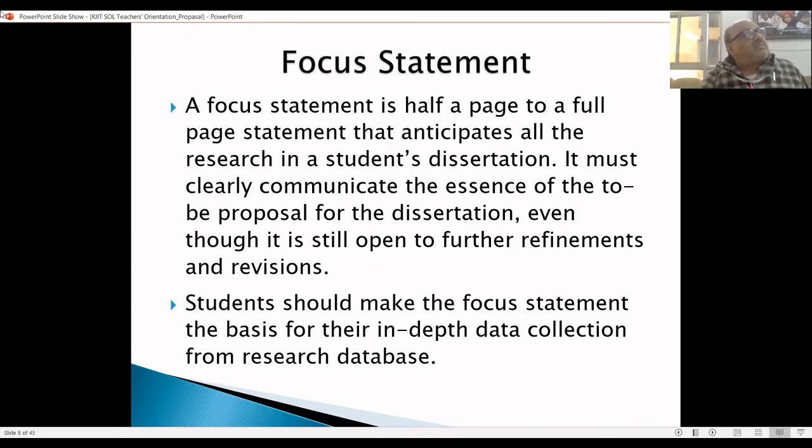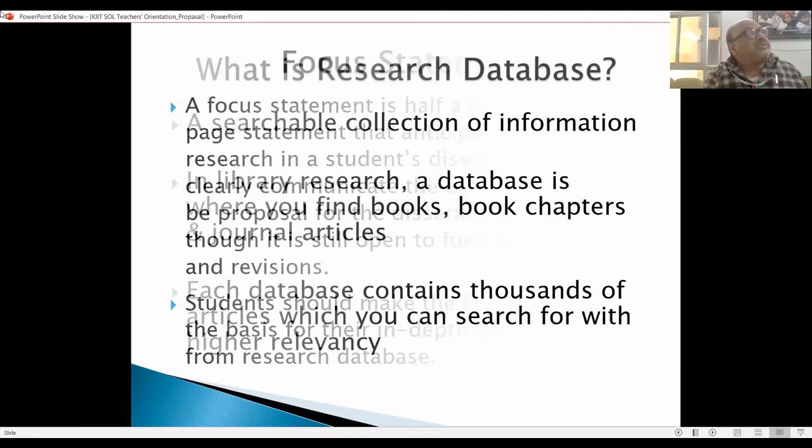So this slide tells us about the focus statement. It is actually the essence of the to-be proposal, because they are still in the process of writing the proposal. So what is going to be the problematic? The problematic part is the essence of the proposal, and this focus statement filters into that problematic. Therefore, this focus statement becomes the basis of their in-depth data selection from the research database.